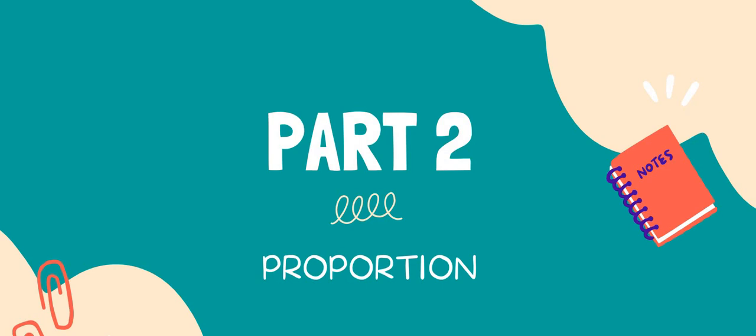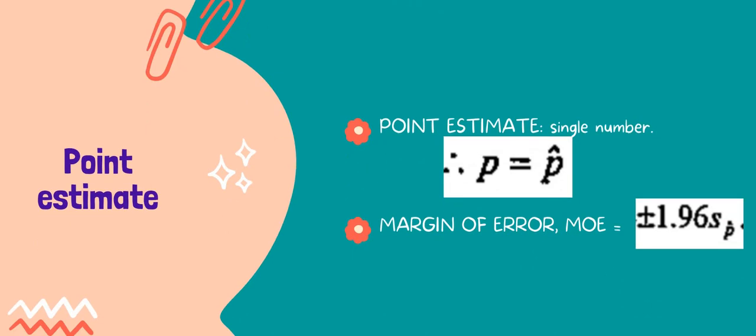So now we come to part 2. Okay, class, part 2 is about proportion. The content here will be the same: I will start with the point estimate, then the interval estimate, and the last one is the sample size. So basically it's the same. It's a single number.